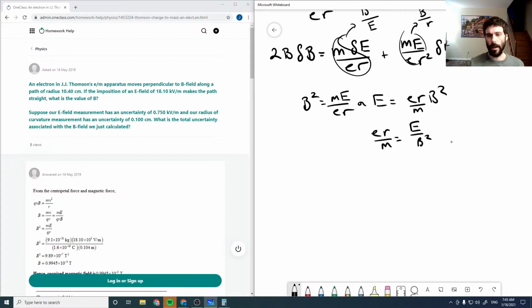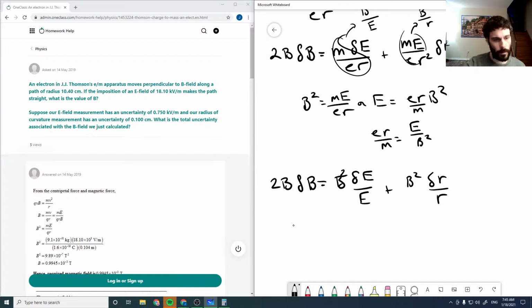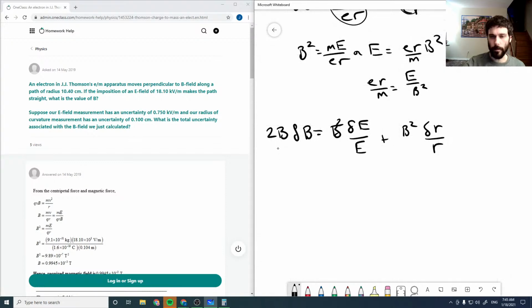Okay. So then we have 2B del B is B del E over E plus B squared del R over R, dividing through by the 2B on this side. Then our del B is just B over 2 times del E over E plus B over 2 del R over R.